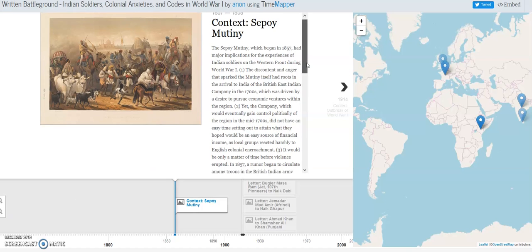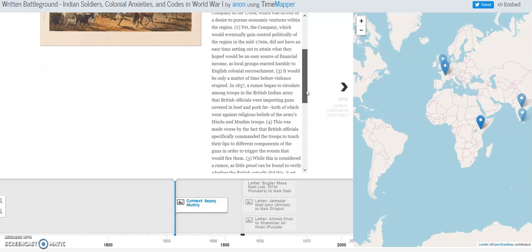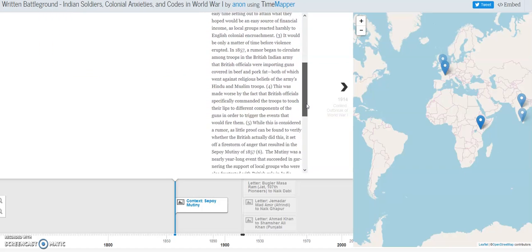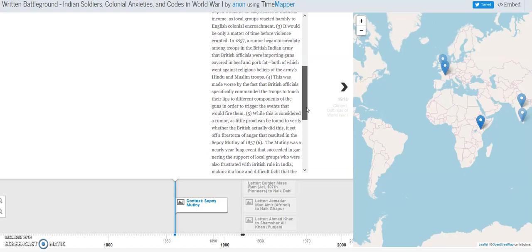In 1857, a rumor began to circulate among troops in the British Indian Army that British officials were importing guns covered in beef and pork fat, both of which went against the religious beliefs of the Army's Hindu and Muslim troops. This was made worse by the fact that the British officials specifically commanded the troops to touch their lips to different components of the guns in order to trigger the events that would fire them.